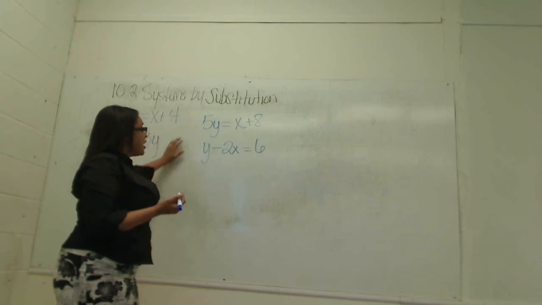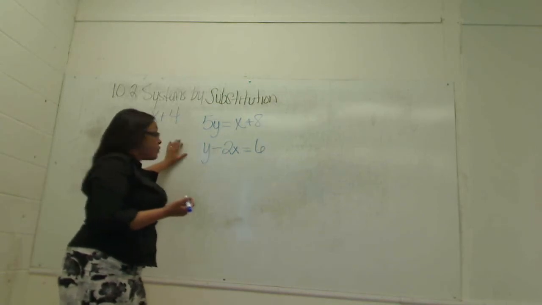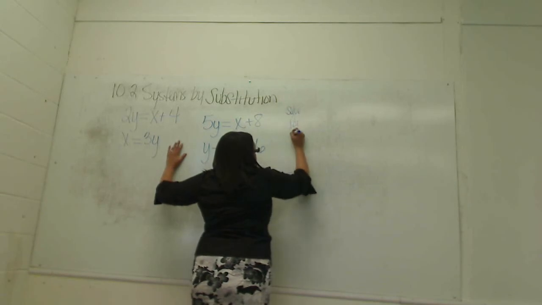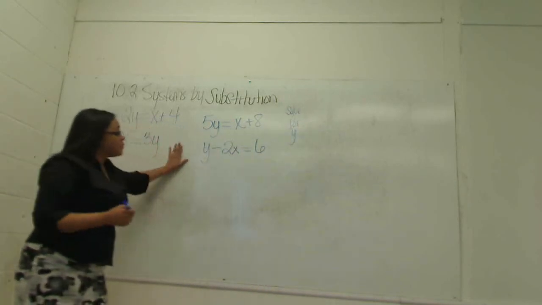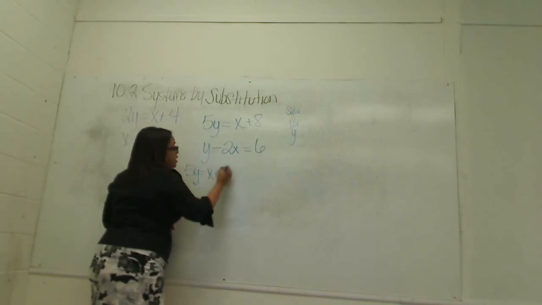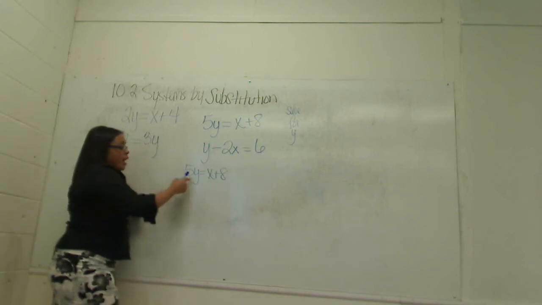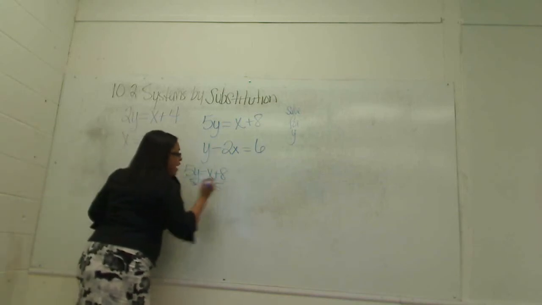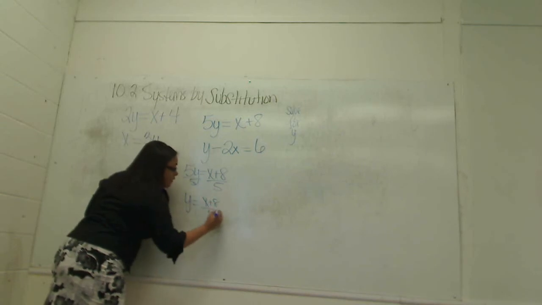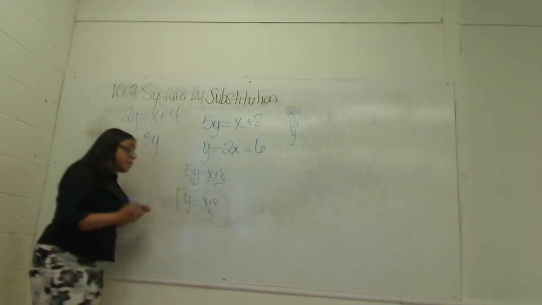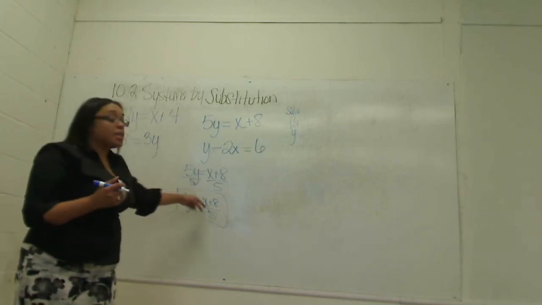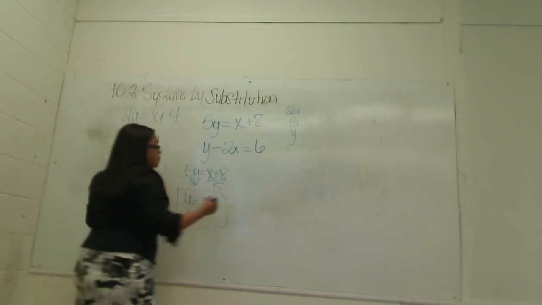Let's say I want to get y by itself on both of them. I want to solve for y. I'm going to start at the top. 5y equals x plus 8. To get y by itself, I must divide by 5. So y equals x plus 8 divided by 5. Now, this isn't a pretty one because it gets kind of difficult when you try to substitute with fractions. It does get difficult.